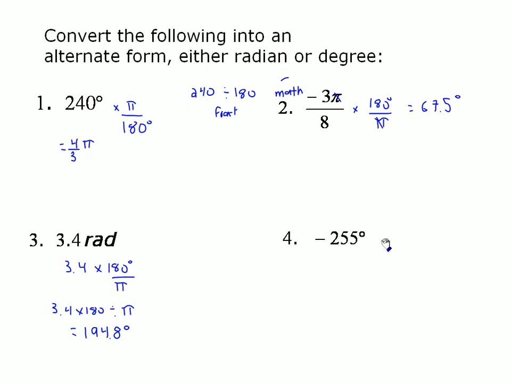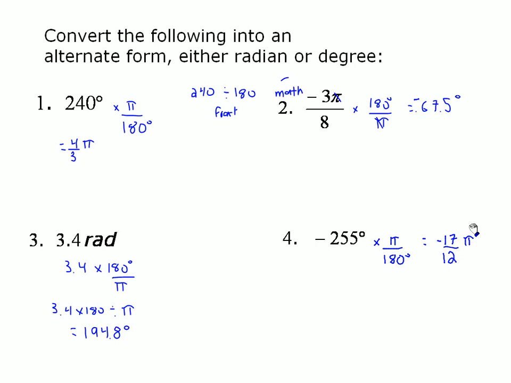And then finally, number 4, we multiply by pi over 180. By the way, the 67.5 should have been negative 67.5, just like this is going to be a negative value. So nothing really new happening here. 255 divided by 180, math fraction, and you'll get 17 over 12. So this is negative 17 over 12 pi. So you need to be good at that.